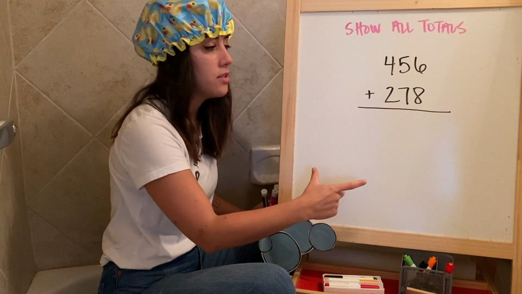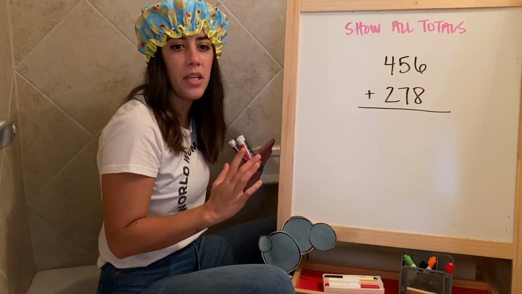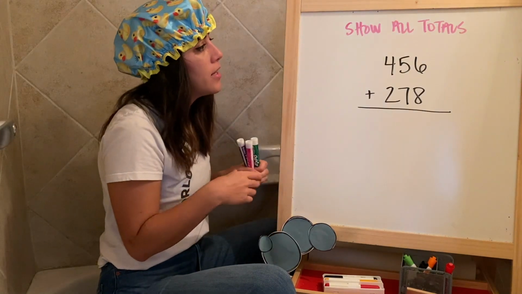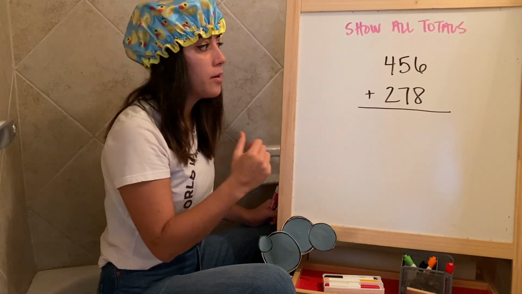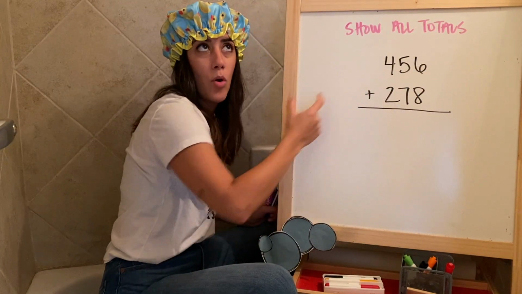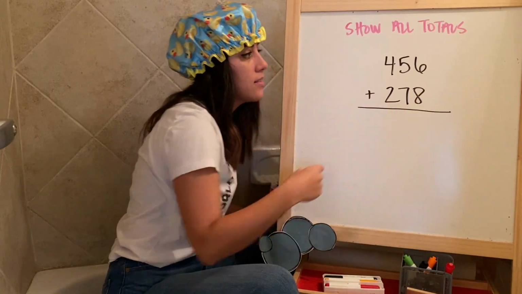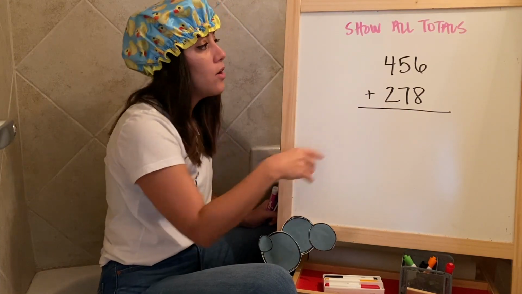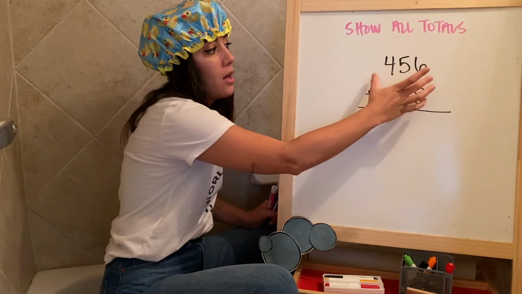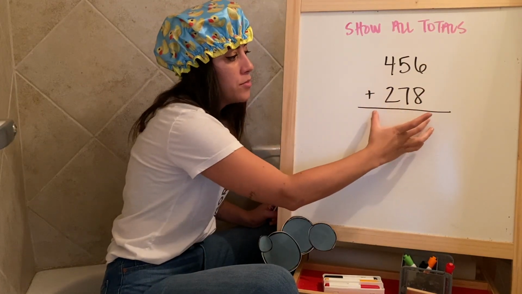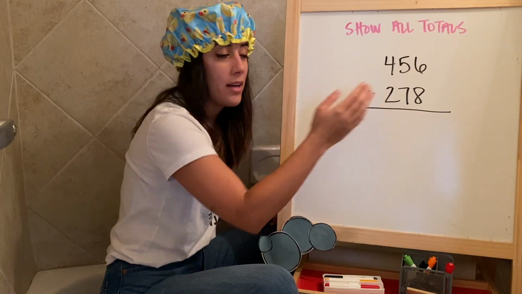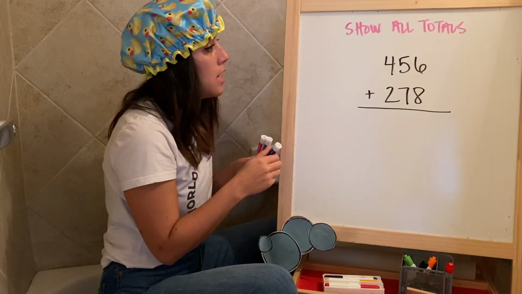It's just going to look a little differently. It's kind of the in-between of expanded form and standard algorithm, and I'll show you what I mean by that. So in expanded form, we broke the number apart and did it horizontally, right? So 400 plus 50 plus 6. And the same thing for the bottom number. Now, for show all totals, I'm going to take each place value at a time, but I'm not really going to expand these. I'm just going to break it down right underneath for me to just do one place value at a time. And I keep saying that, so let me show you.